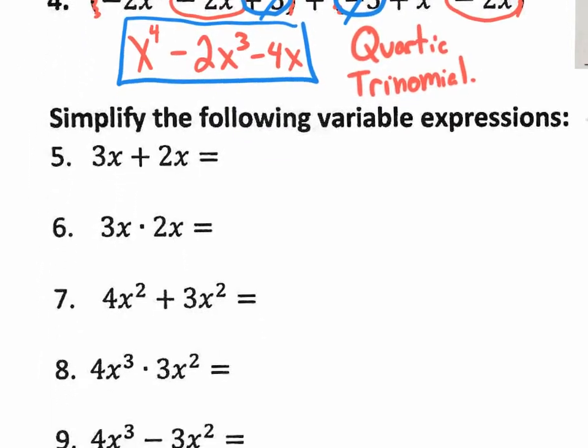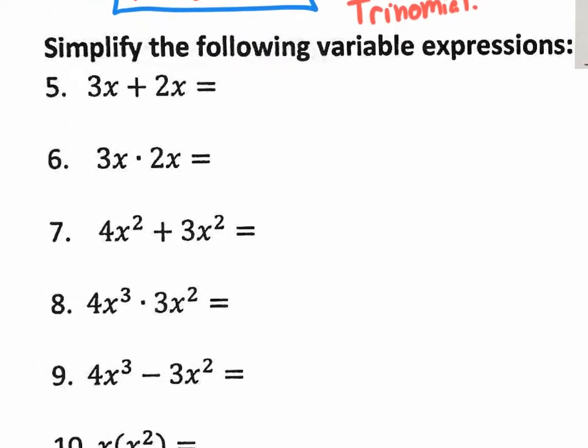And this is just simplifying the following variable expressions. Right here, I want to emphasize that adding variable terms does not change exponents, but when you multiply variable terms, it does change exponents, right? So number 5, it's as simple as combining like terms. 3x plus 2x, you're going to have a total of 5 of those x's. Notice that it's not 5x squared.